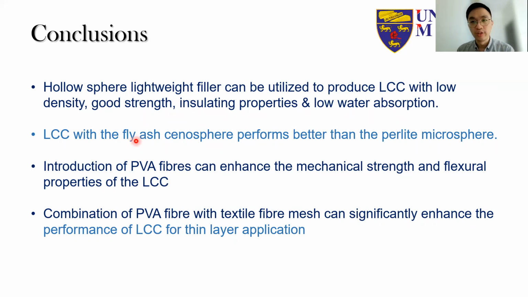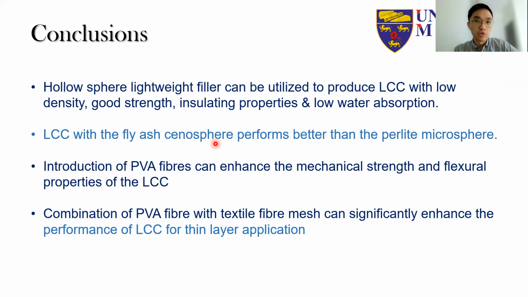When we compare the two different kinds of hollow sphere, the fly ash cenosphere actually performs better than the perlite microsphere. The fly ash cenosphere essentially has a better crushing strength, and also because it has some pozzolanic reaction, this actually helps to improve the performance. Introducing the 1% PVA fibers can already substantially improve the mechanical properties and also a little bit on the ductility.